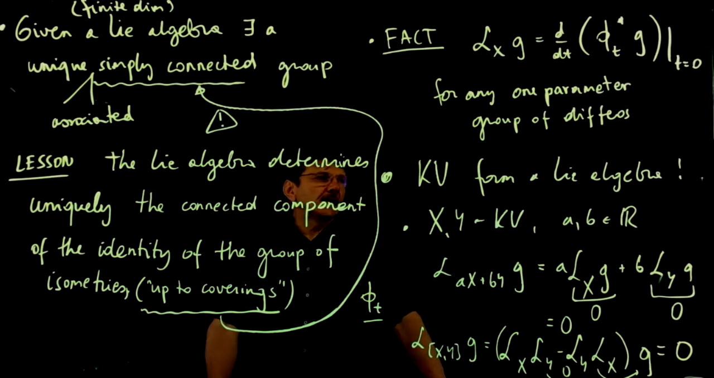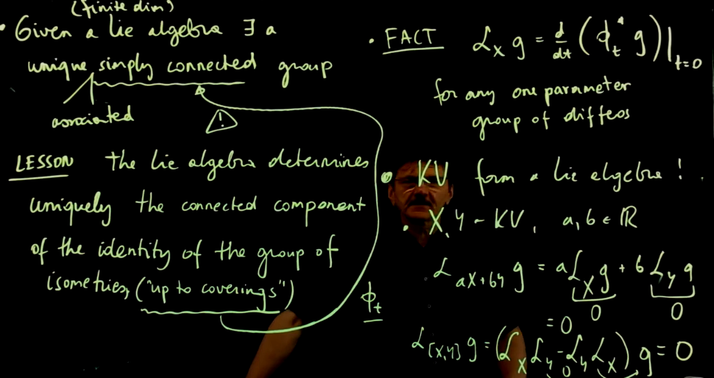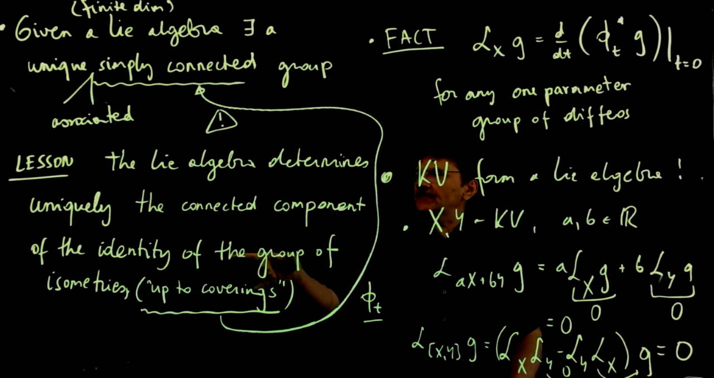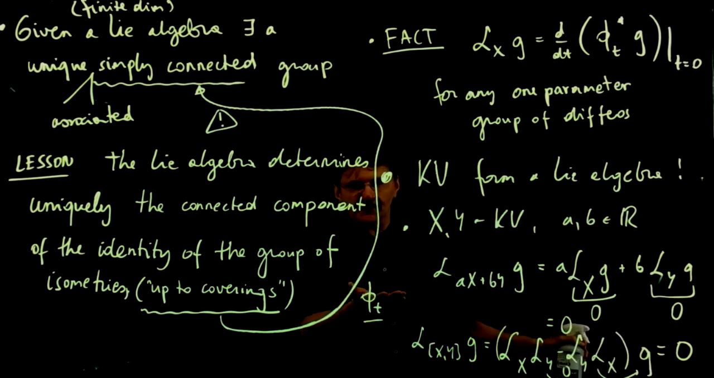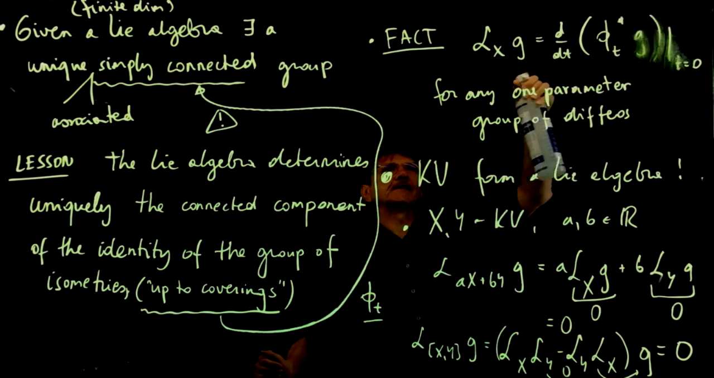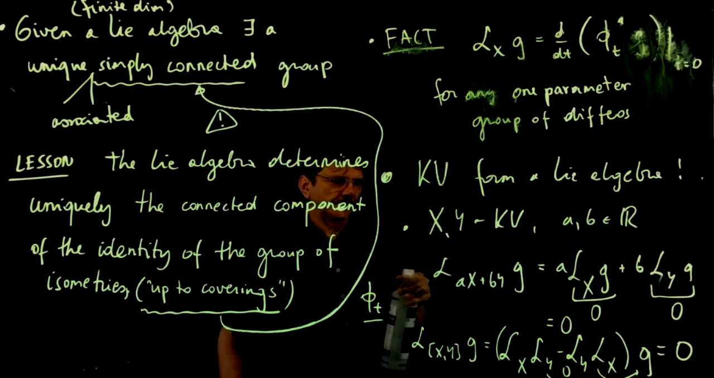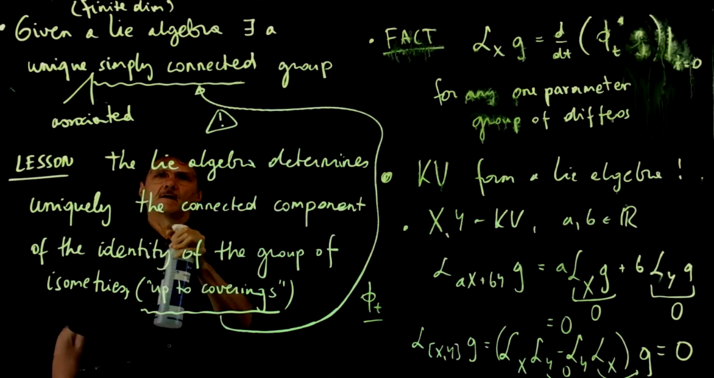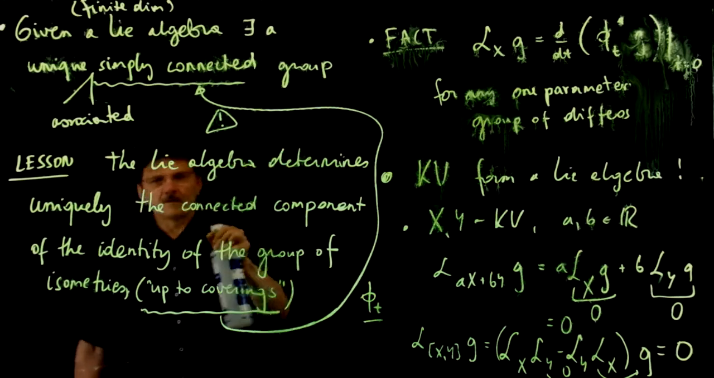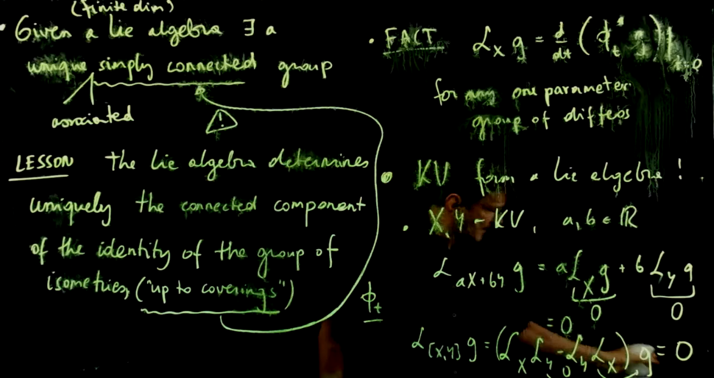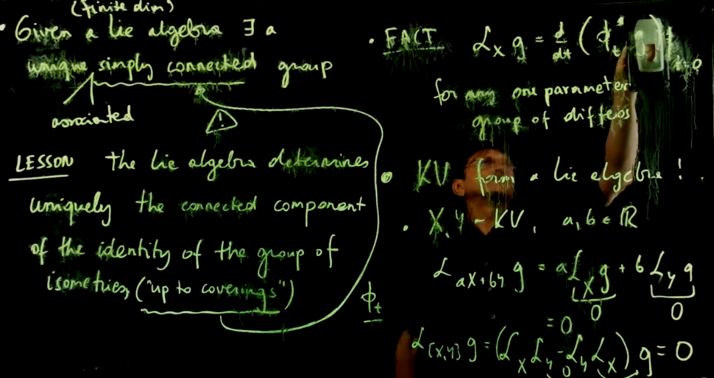Good. So this is the story about Killing vectors and algebras, and we are interested in studying Killing vectors because knowing them will tell us what the isometry group is, or at least the connected component of the group of isometries. And that's what we're going to do now.